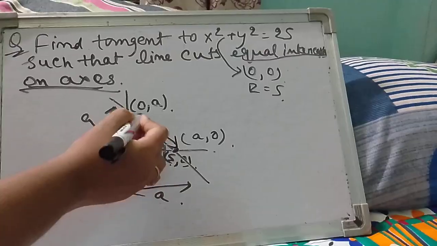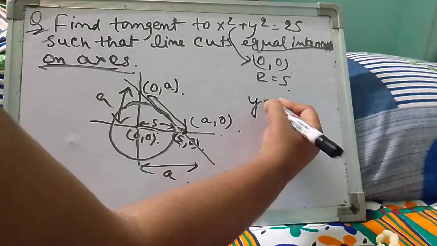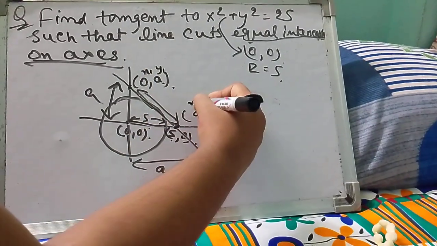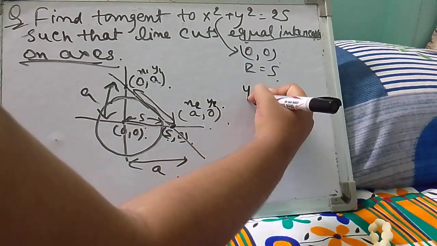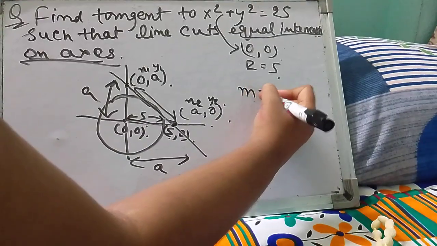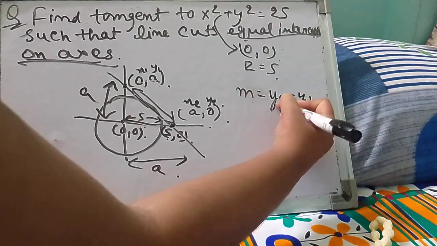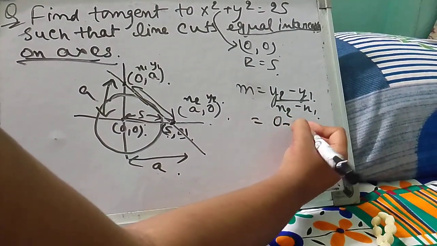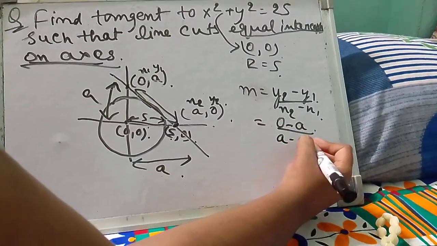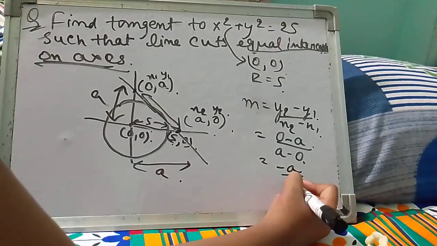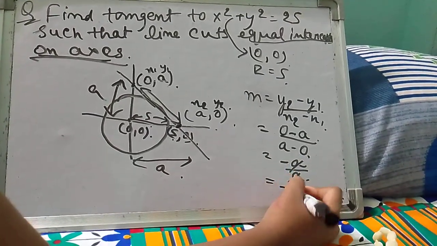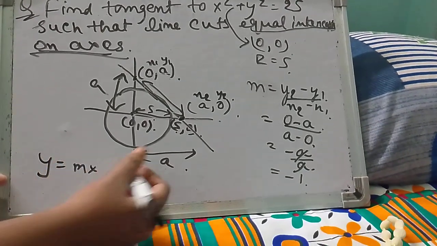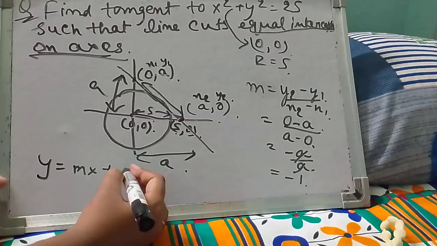Now find the slope of this tangent. This is x1 y1, this is x2 y2. So slope becomes m equals to y2 minus y1 divided by x2 minus x1. So it becomes 0 minus a divided by a minus 0. So it becomes minus a by a, which becomes minus 1.